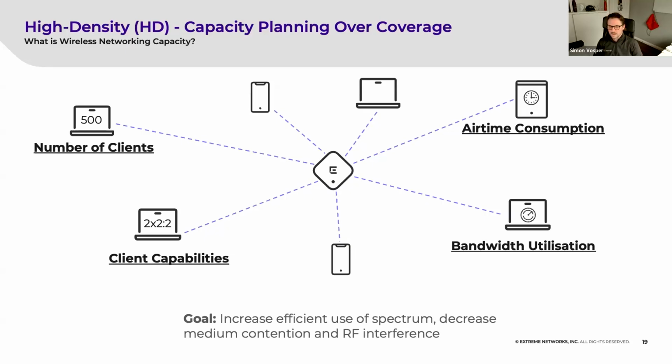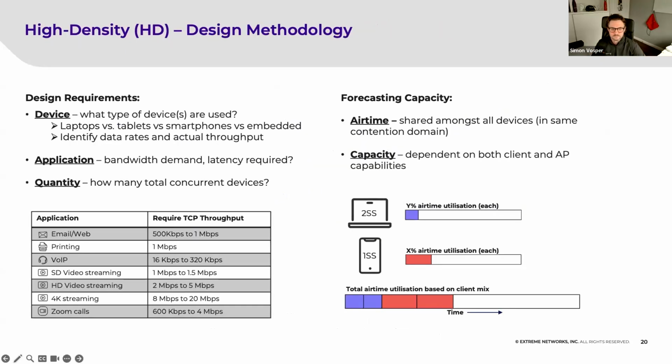And just to finish off that thought, the goal of this kind of capacity planning, forecasting and design is to increase efficient use of the spectrum that's available. This is what we want to get to: decrease medium contention wherever possible, and RF interference. So be really efficient with the spectrum that we have, and take away as much medium contention and as much interference as we possibly can. Design it out.